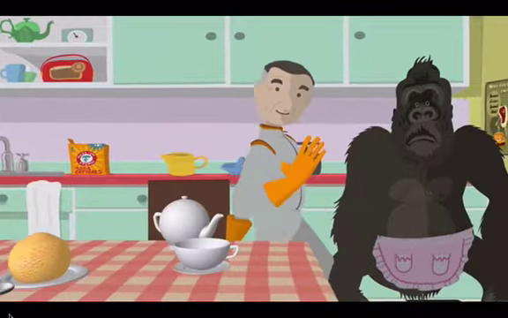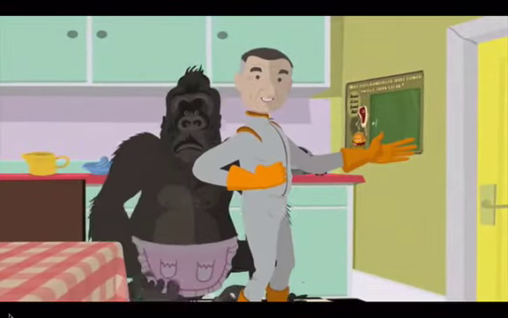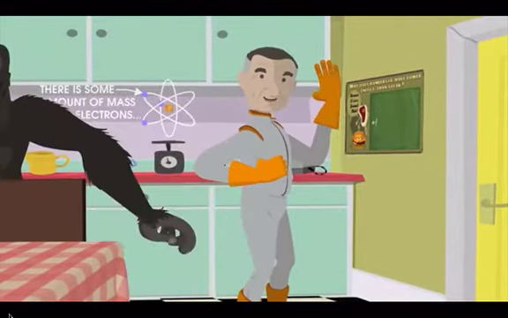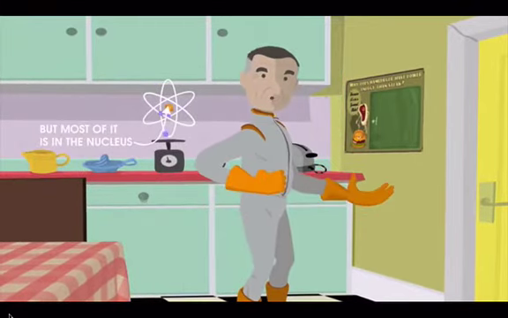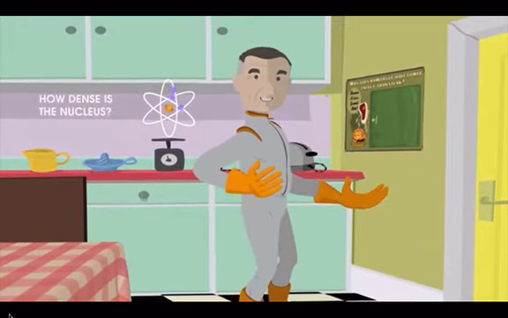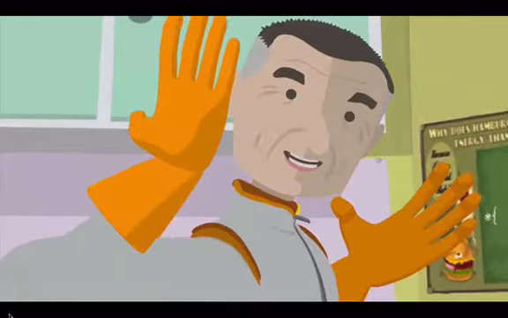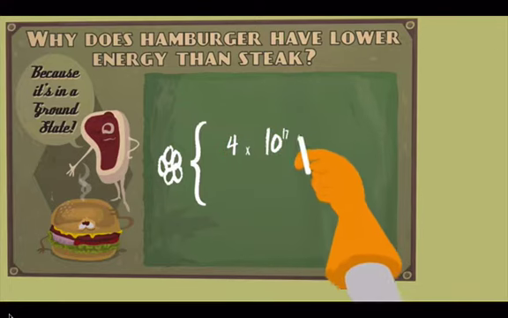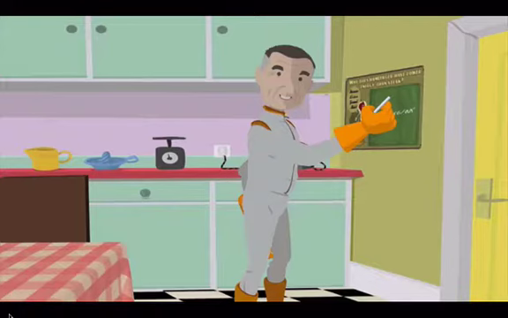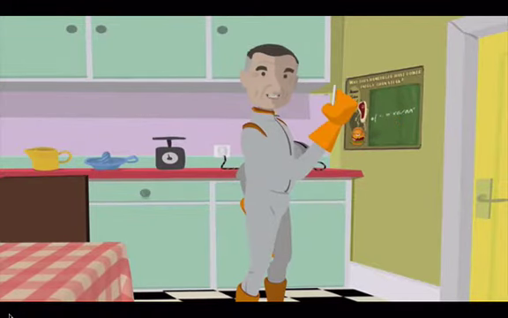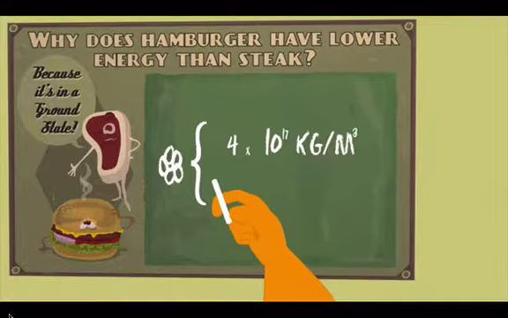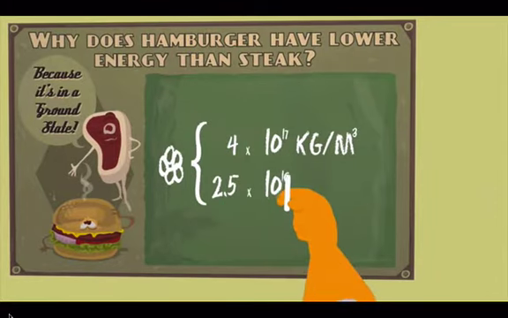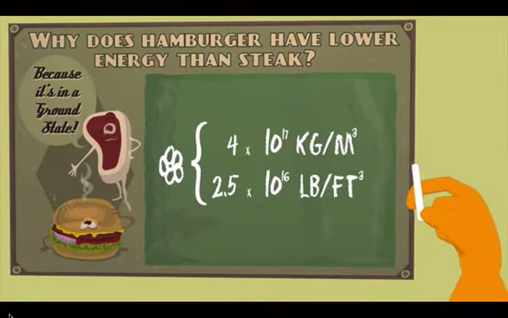Since virtually all of the mass of an atom is in the nucleus, now there is some amount of mass in the electrons, but most of it is in the nucleus. How dense is the nucleus? Well, the answer is crazy. The density of a typical nucleus is 4 times 10 to the 17th kilogram per meter cubed. But that's hard to visualize. Okay, I'll put it in English units: 2.5 times 10 to the 16th pounds per cubic foot.